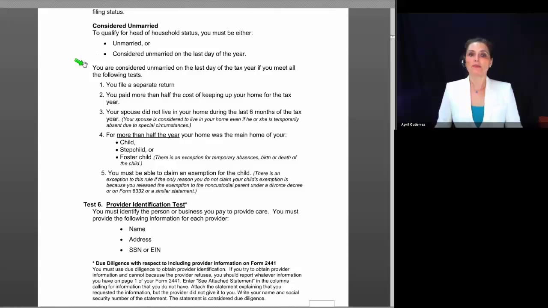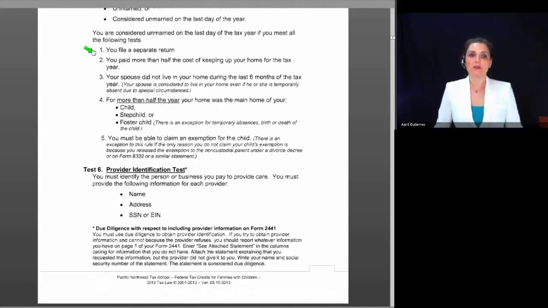And you are considered to be unmarried on the last day of the year if you meet all of the following tests. Well, if we go back to the poll question I had up at the start of the class, one of the most frequently missed questions from the LTC exam, think about that question as we're reading through what it takes to be considered unmarried when you are in fact married. And the tests you have to follow are as follows.